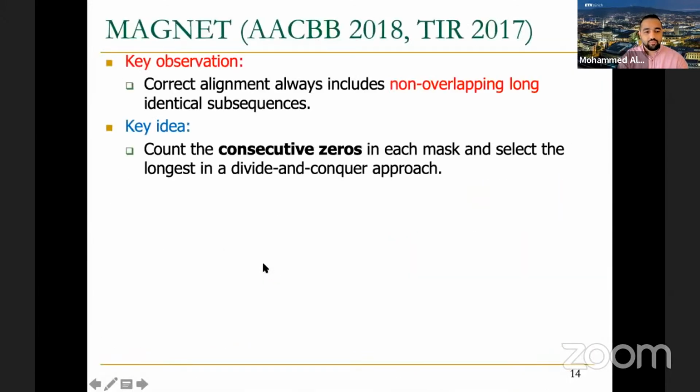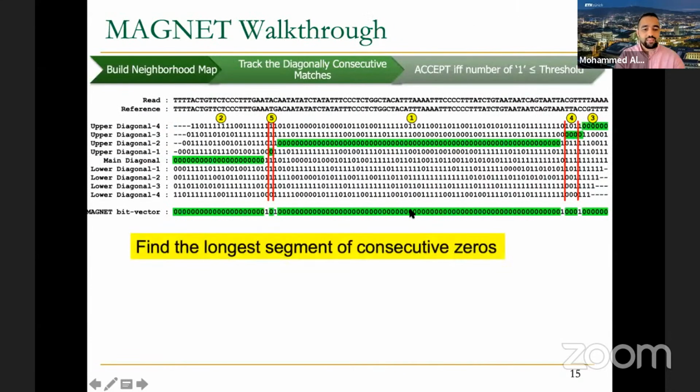All right. Now, the key idea in Magnet is to count the consecutive zeros in each mask and select the longest in a divide and conquer approach. So instead of doing the AND operation, we don't do it here. We just calculate the mask as if we do it in GateKeeper. And then we try to count the largest number of consecutive zeros in each mask, and we greedily choose the one with the largest number out of these. And then we divide and conquer the problem into smaller subproblems and try to solve each subproblem separately. Let's see an example for that.